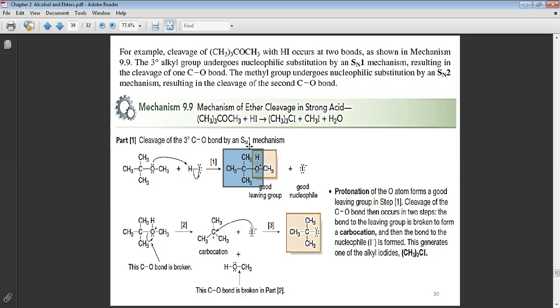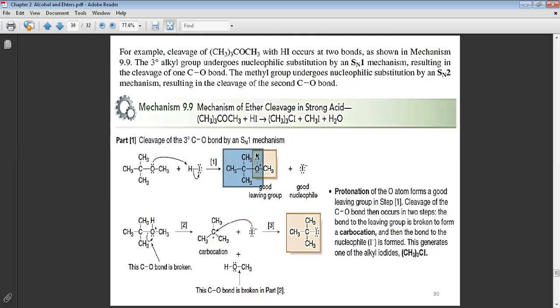Then I will give you an idea. Now look, I said any of these is a good leaving group: CH3 oxygen hydrogen, or this CH3 carbon oxygen hydrogen. Any one is a good leaving group. One of you asked me why we check SN1 and then SN2. Why do we check SN2 and then SN1?